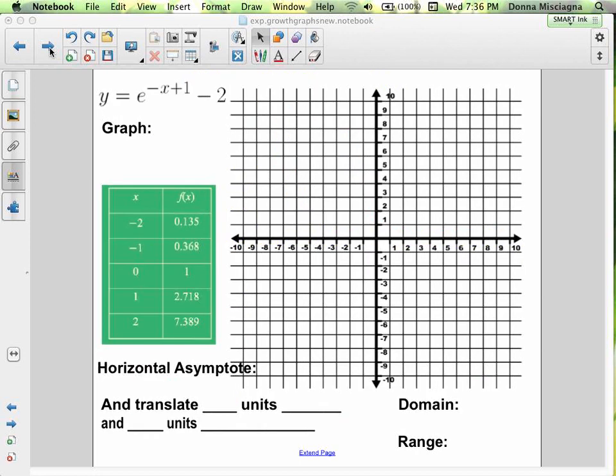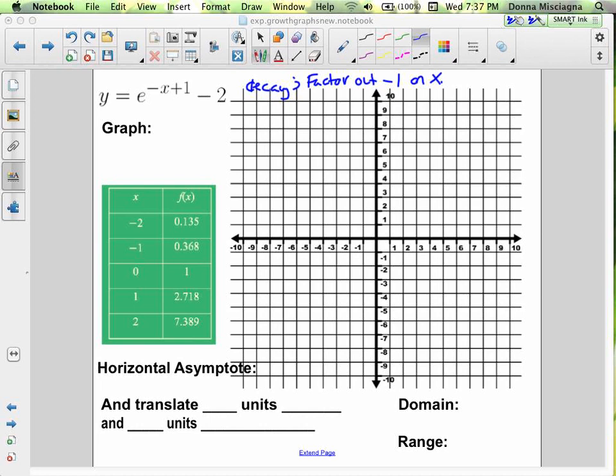All right, so here we have another decay one, and we have to remember to factor out the negative. All right, so this one is going to be decay, and we want to factor out negative 1 on the x. All right, so this function here, I'll move this graph down a little bit because that's our base graph. All right, so this is going to be y equals e, and we're going to factor out the negative. That'll make it x minus 1 minus 2. We're going to graph y equals e to the negative x.